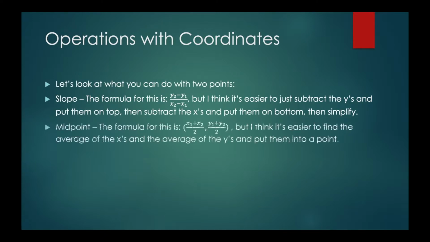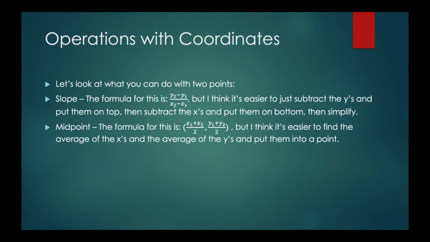The next thing we're going to look at is midpoint. Again, there's a formula for midpoint. It is as a coordinate. The x part of the coordinate is x1 plus x2 divided by 2. And the y part of the coordinate is y1 plus y2 divided by 2. And then your answer is an x comma y coordinate, whereas for slope your answer is going to be either a whole number or a fraction.